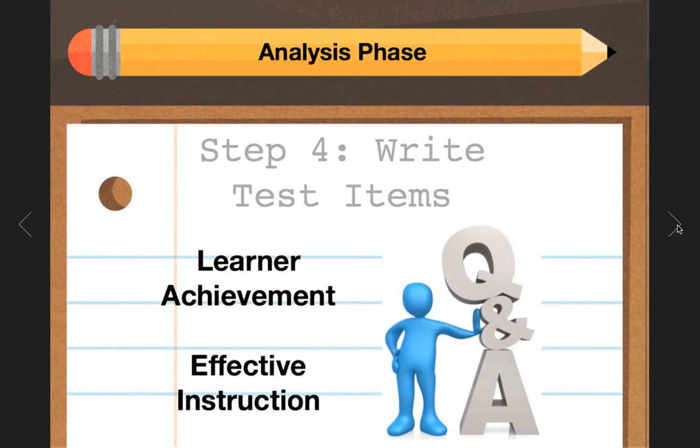The fourth and final step of the analysis phase is to write the test items. And you may be thinking, isn't this step out of place? I haven't written the instruction yet. Smith and Ragan placed this step directly after writing the learning objectives to ensure that the assessment items actually assess the objectives that will be taught. The test items should directly align with the objectives. Smith and Ragan state that if you have trouble writing a test question, consider rewriting the objective. Designers must also develop assessments that are reliable, valid, and practical.